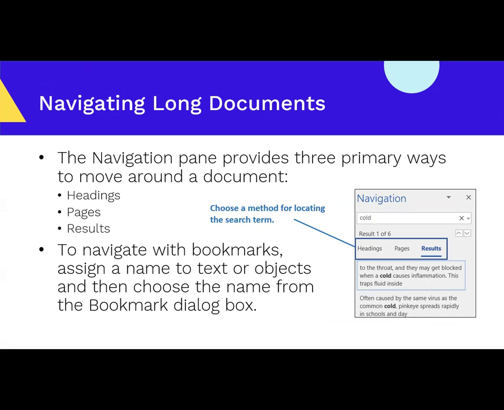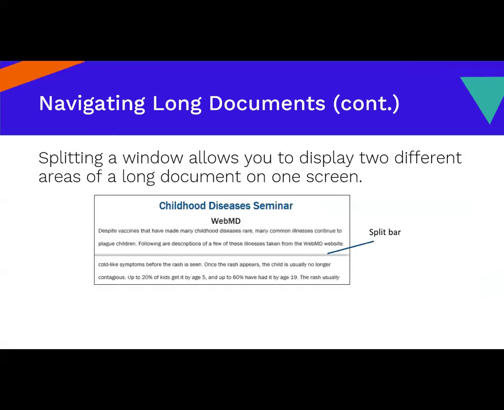Okay, navigating loan documents. The navigation pane provides three primary ways to move around a document: headings, pages, and results. So you could choose a method for locating the search term. To navigate with bookmarks, assign a name to text or objects, and then choose the name from the bookmark dialog box. Splitting a window allows you to display two different areas of a loan document on one screen. So you can have a split bar where you're able to scroll through the document.